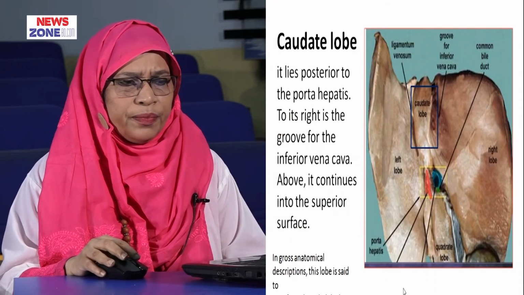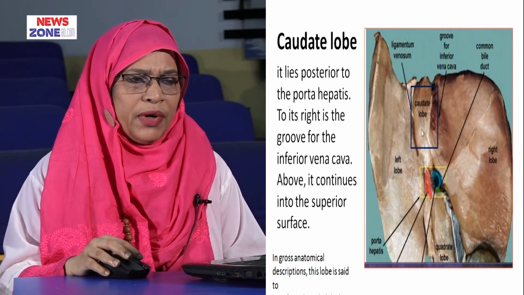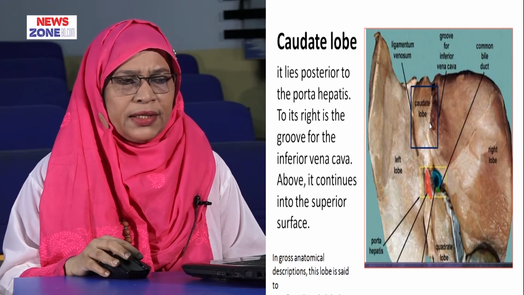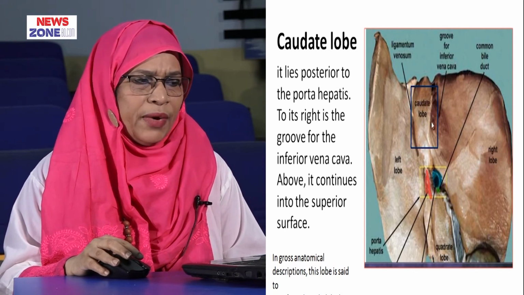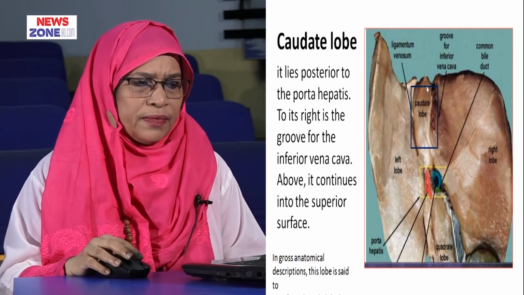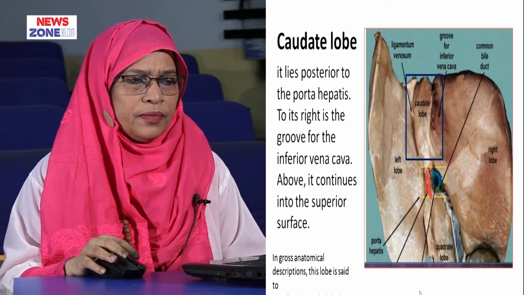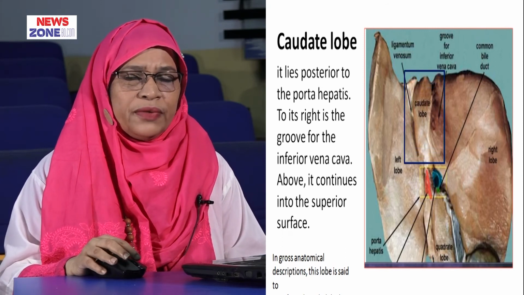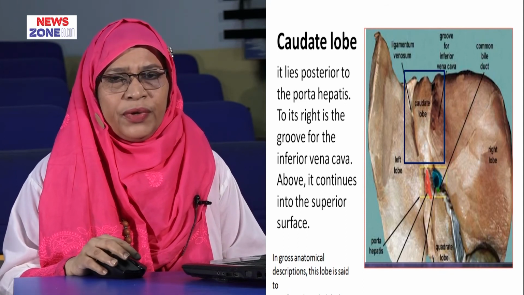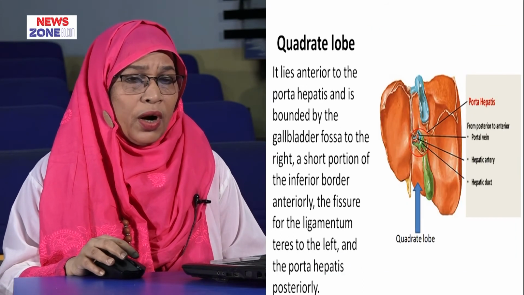Now the caudate lobe. The caudate lobe is present on the posterior surface and above the porta hepatis, and on its right side there is the groove for the inferior vena cava, and it is continuous above with the superior surface. This caudate lobe is functionally an individual lobe, but anatomically it is related with the right lobe of the liver.